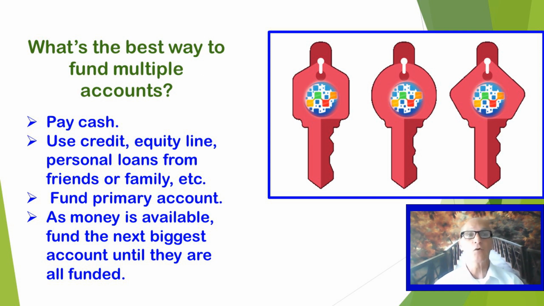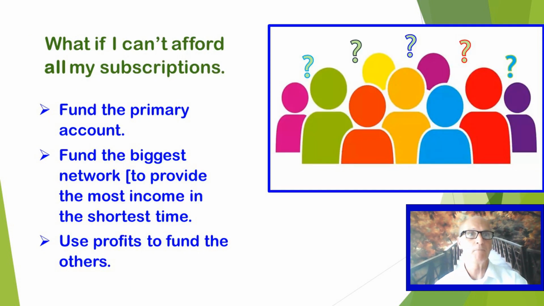If not, try every means you have available. Credit, equity lines, personal loans from friends and family, whatever you can do, right? But if you just can't seem to do it, then fund your primary account first, and as money becomes available, fund the next biggest accounts until you get them all funded. That'll work for you. That's what I'm planning on doing.